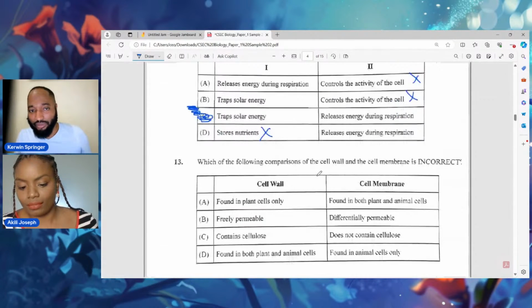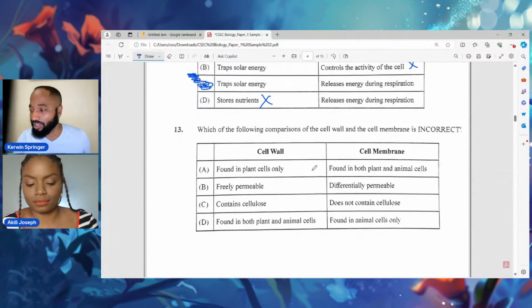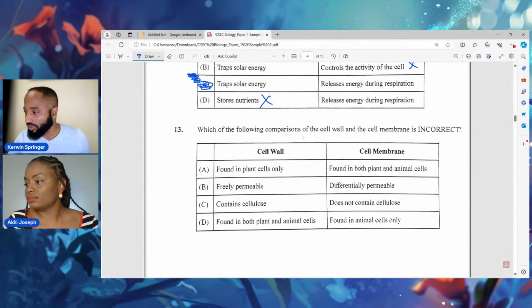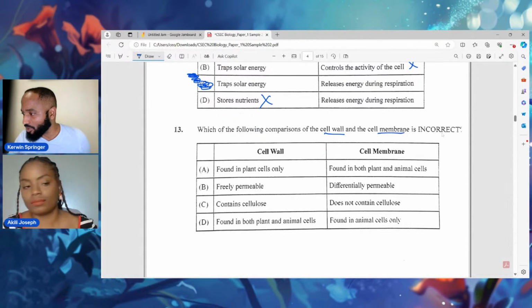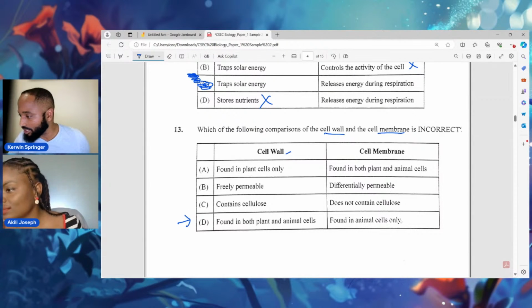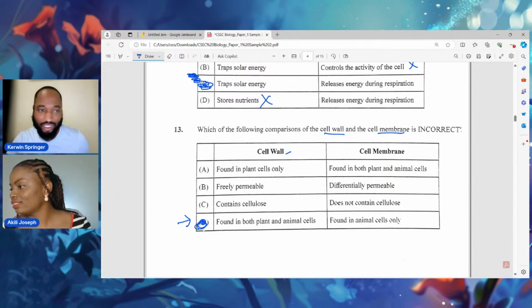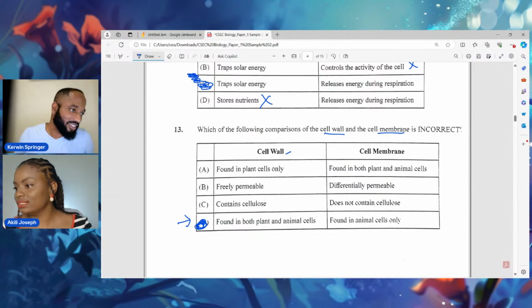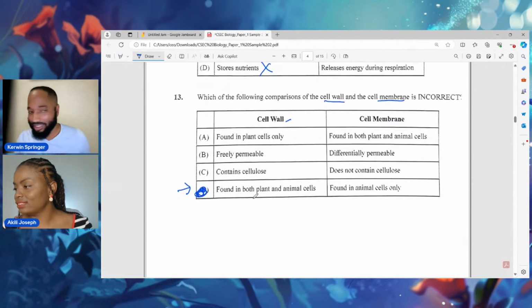All right. Well, I have my screen up. I guess you could look at my screen unless you wanna present. Which of the following comparisons of the cell wall and the cell membrane is incorrect? Cell wall found in plant cells only, freely permeable, contains cellulose; cell membrane found in both plant and animal cells. Incorrect. I'm tending towards D. Does not contain cellulose, differentially permeable, found in both. Oh gosh, D. D is the way to go.